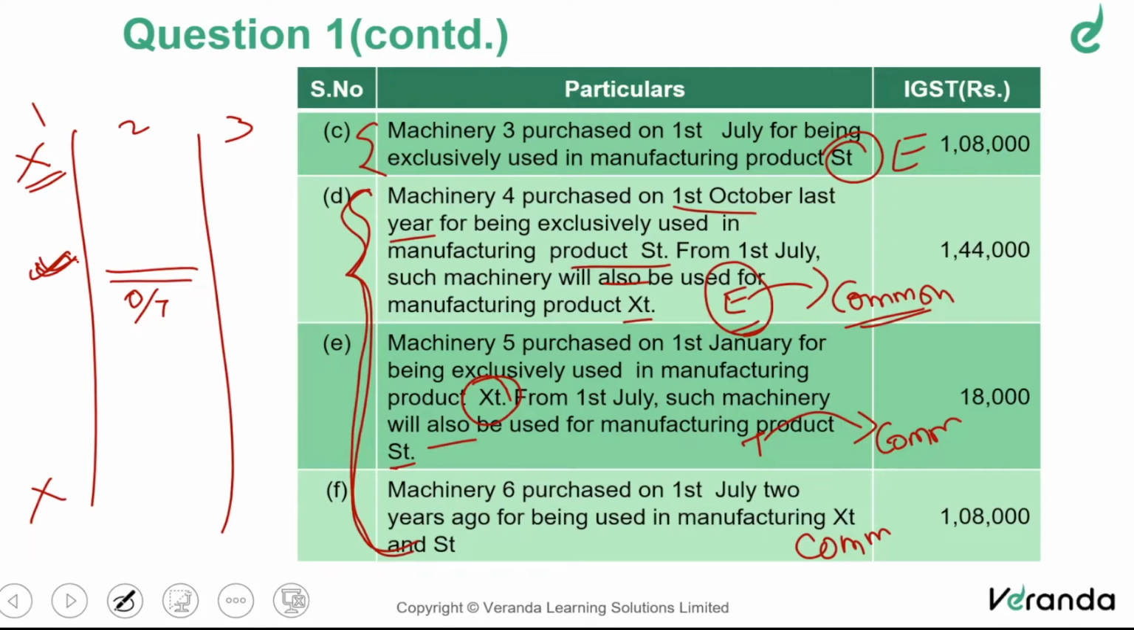Now coming to 5th machinery, 6th machinery, no availment of ITC. We can just ignore it, because earlier purchase, point number 1. Earlier also common, that time itself we would have availed. Therefore, there is no availment in the current month.